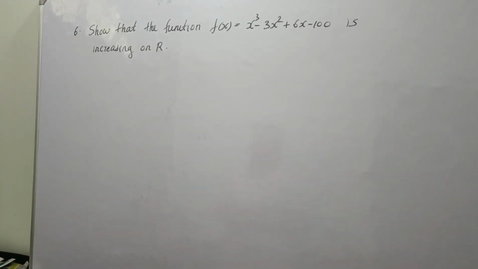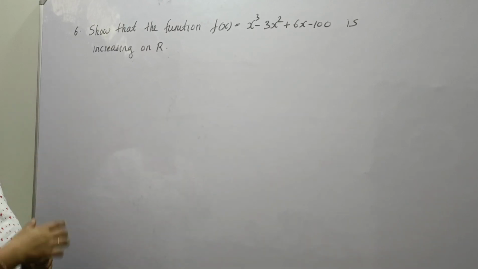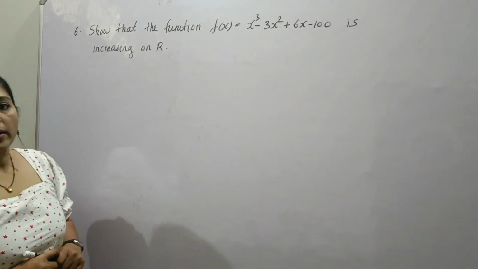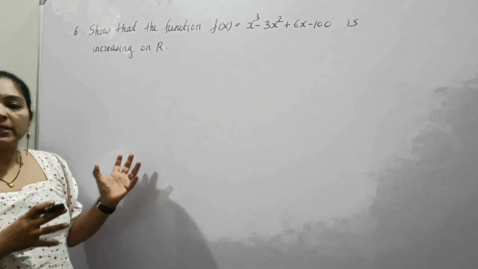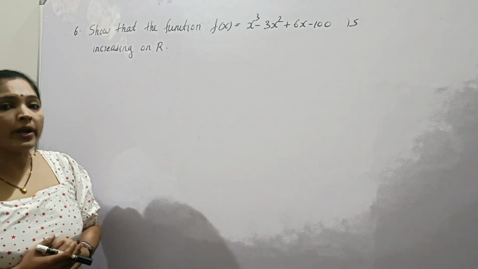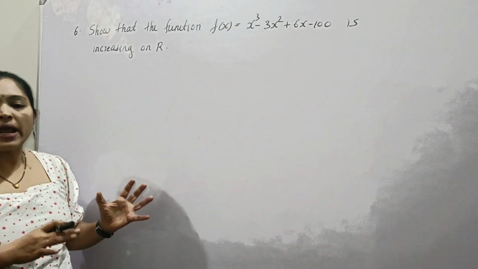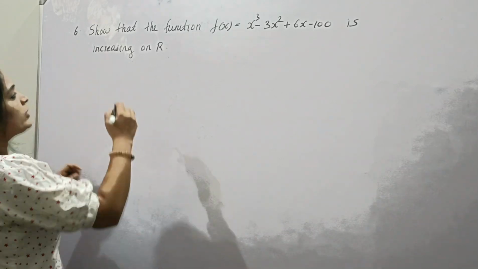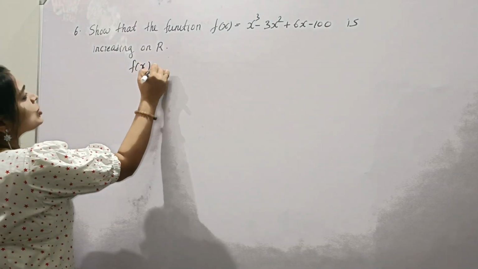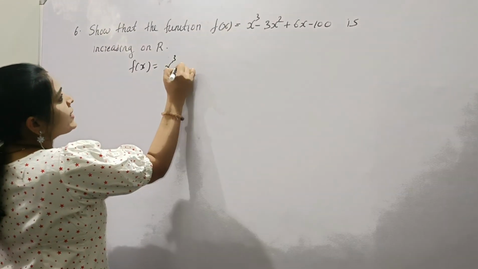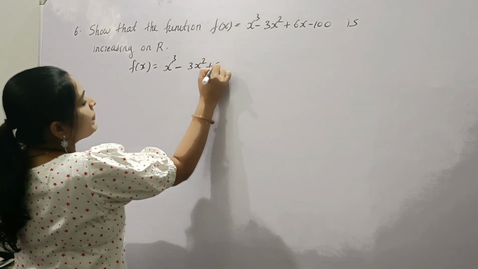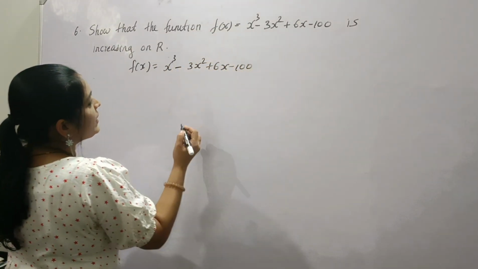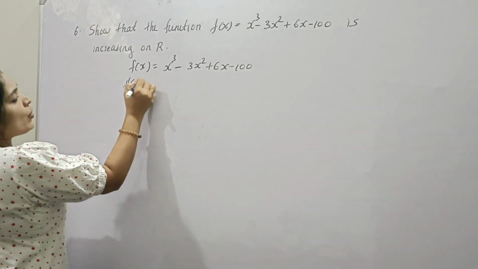Show that the function f of x is equal to x cube minus 3x square plus 6x minus 100 is increasing on R. Here we have to prove that the given function is increasing on R. That means the function is increasing for all real values of x. So for that, first of all, let's write the given function f of x is equal to x cube minus 3x square plus 6x minus 100. Then let's find f dash of x.